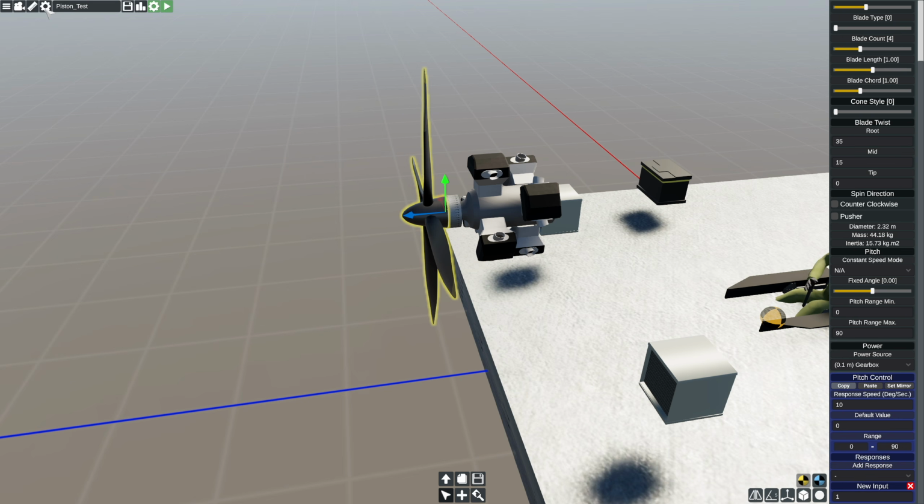Regardless of the mode you use, I recommend reducing the fixed pitch slider to 0 so that you have no latent pitch on the prop that might induce unwanted angles of attack.